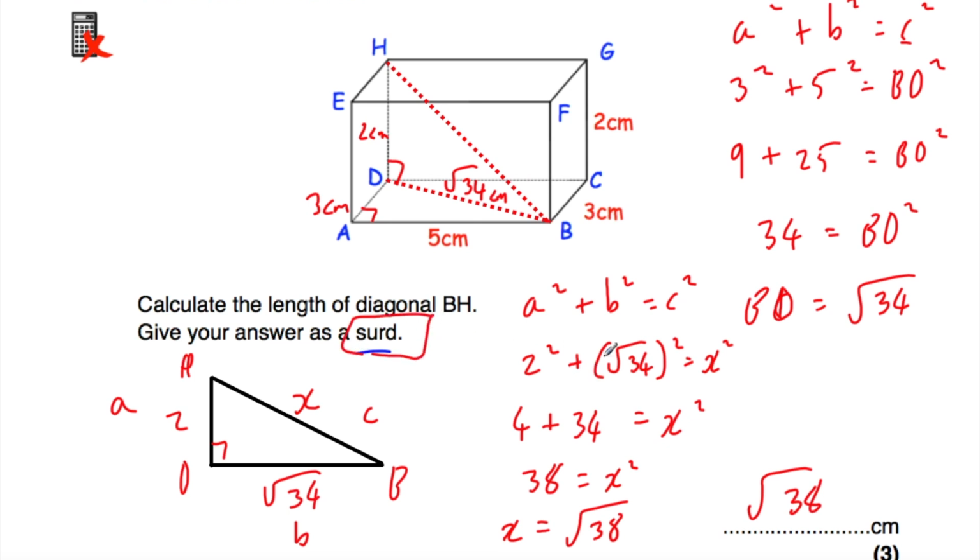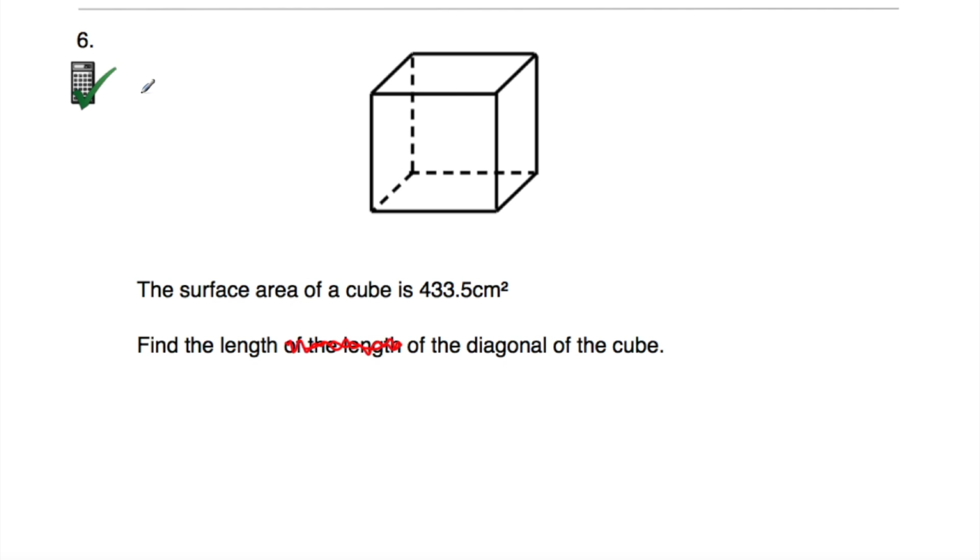And that's it. Okay, let's look at our next question, question number 6. We've been given this cube and we're told the surface area of this cube is 433.5 centimeters squared. And we've been asked to find the length of the diagonal of the cube. So we want to find the length of the diagonal, so that'll be from here to here, or from here down to here, or from here up to here, and so on. So we want to find the length of one of those diagonals. They all have the same length, obviously.